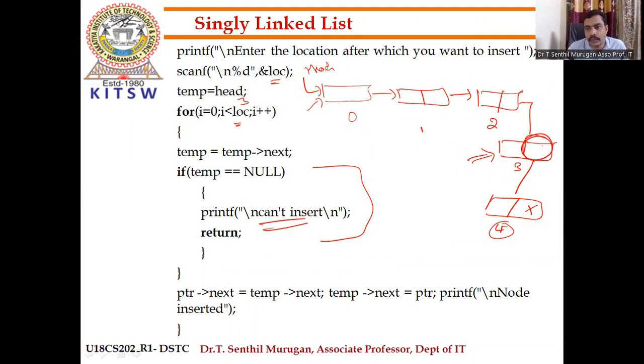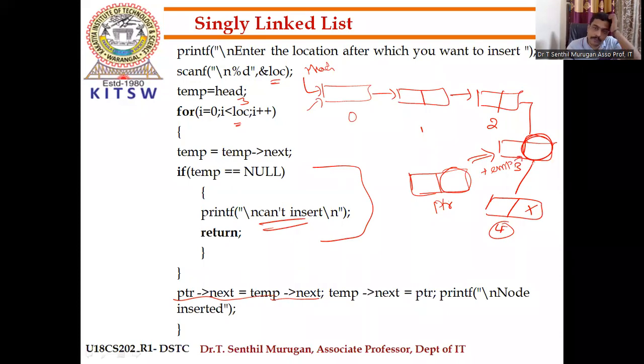Clear? So in this location, what will we do? PTR next equal to temp next. What is PTR? This is the PTR, the new node we are creating. This PTR next means this portion. Now temp is pointing to this node, so whatever address is in temp next, we assign to this location. After assigning, this makes a link here, and the old link will be cancelled.